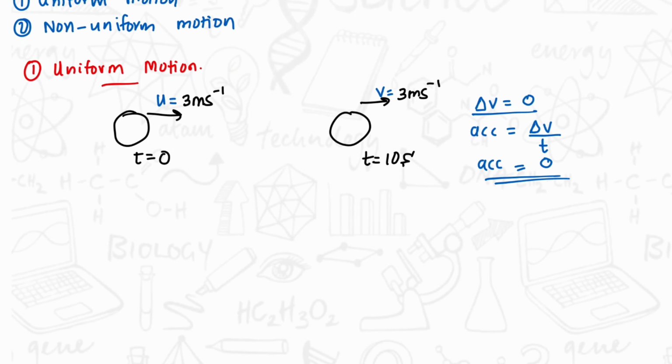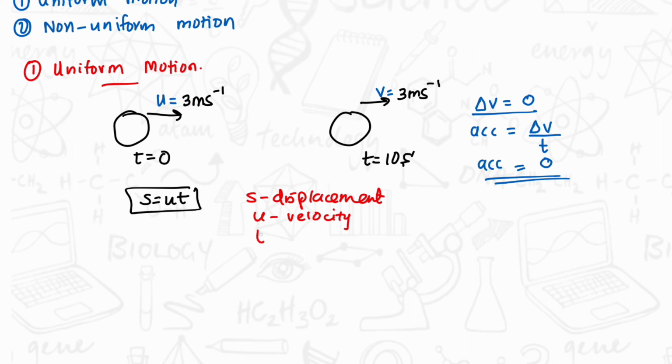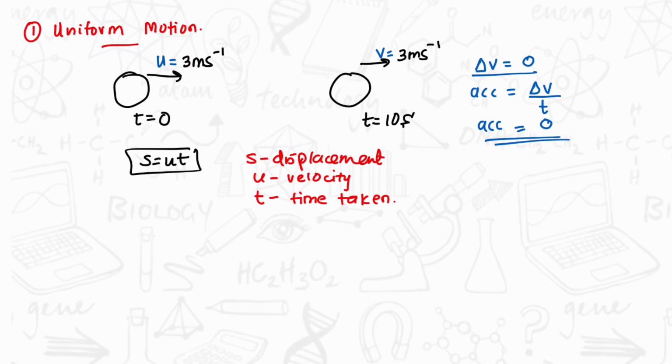For these types of motions, we can use the equation s equals ut. This is a common equation where s is the displacement, u is the velocity, and t is the time taken. To understand this concept very clearly, let's move on to a problem.